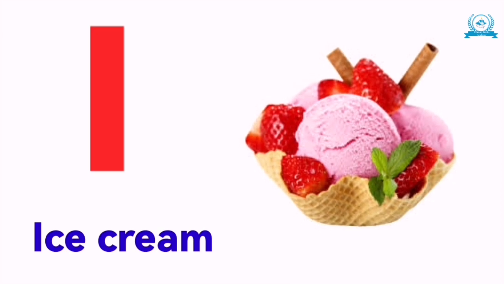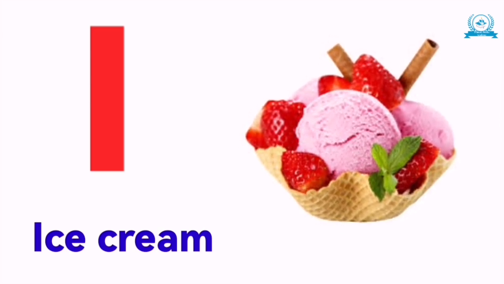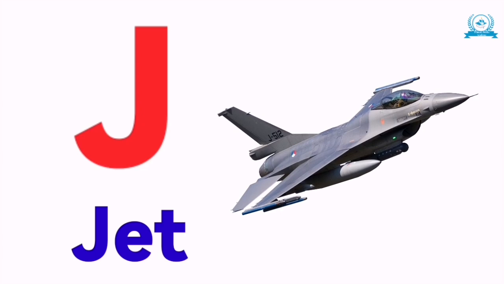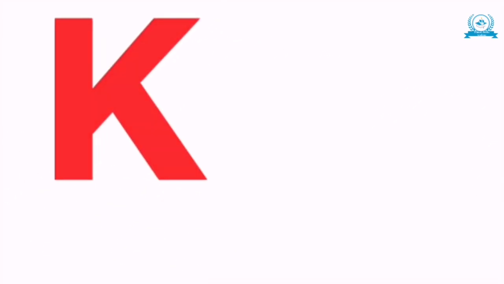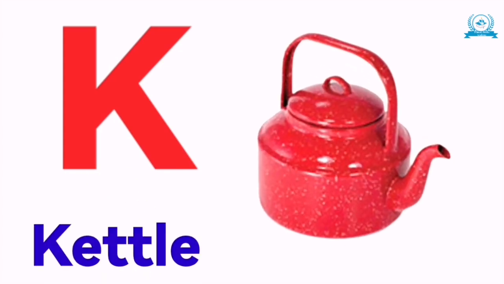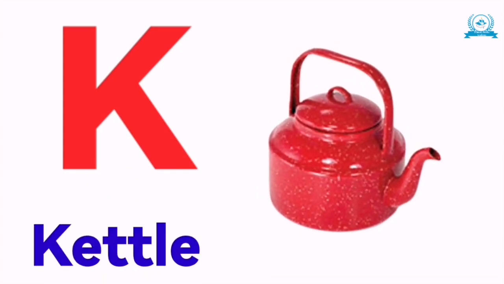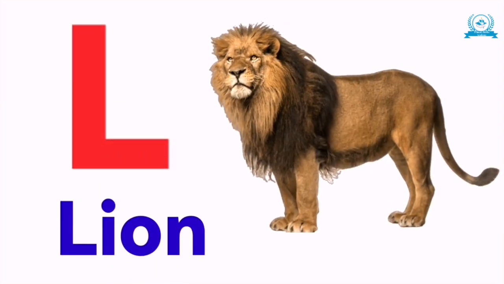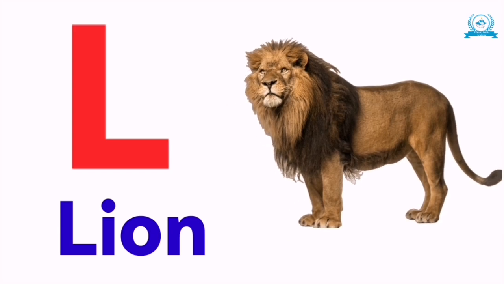I for ice cream, which we eat. J for jet. K for kettle. L for loin.